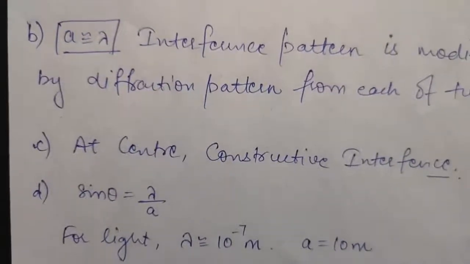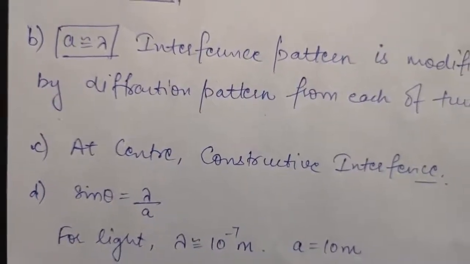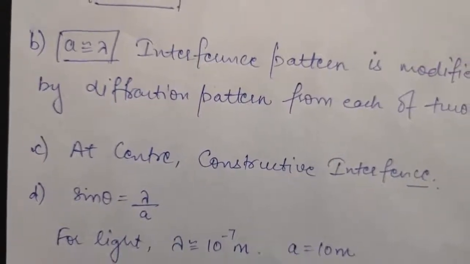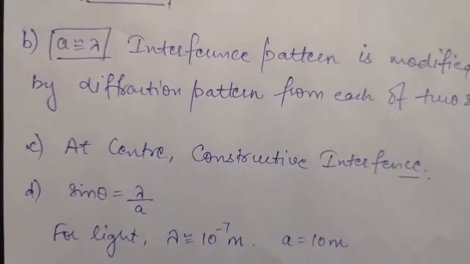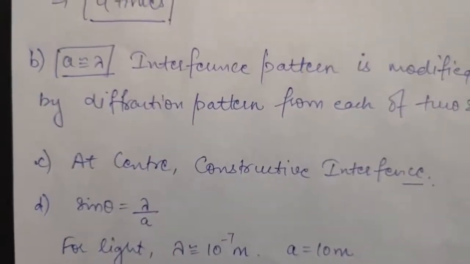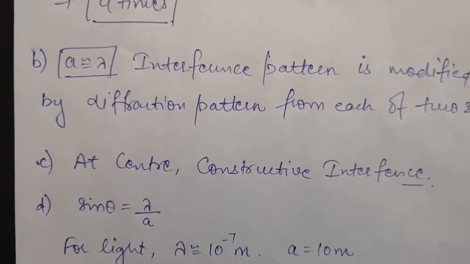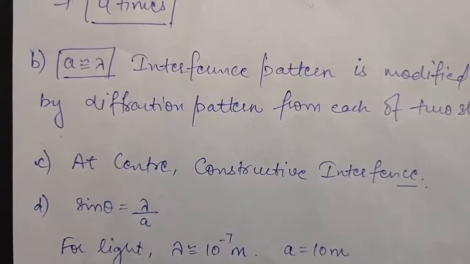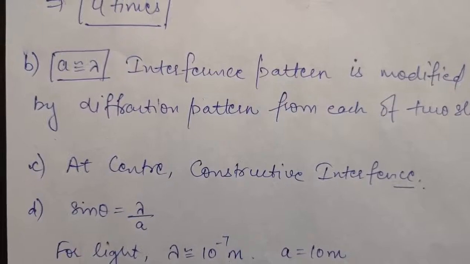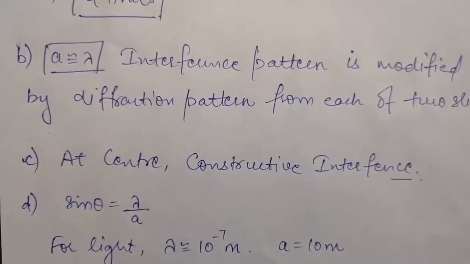In the C part, it is asking, when a tiny circular obstacle is placed in the path of light from a distant source, a bright spot is seen at the center of the shadow of the obstacle. Explain why. At the center, a bright spot is seen because diffraction is taking place due to the corners of the obstacle, and therefore we are getting a central maxima which appears as a bright spot. So you can say at the center constructive interference is taking place, due to which we get a bright spot.